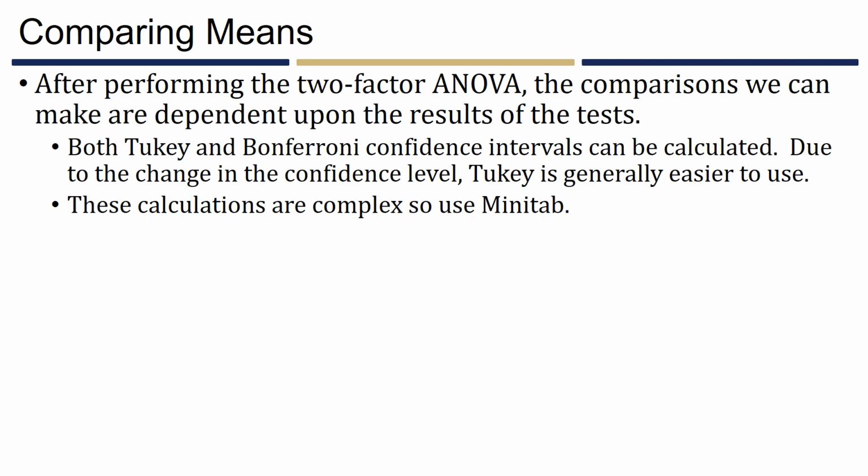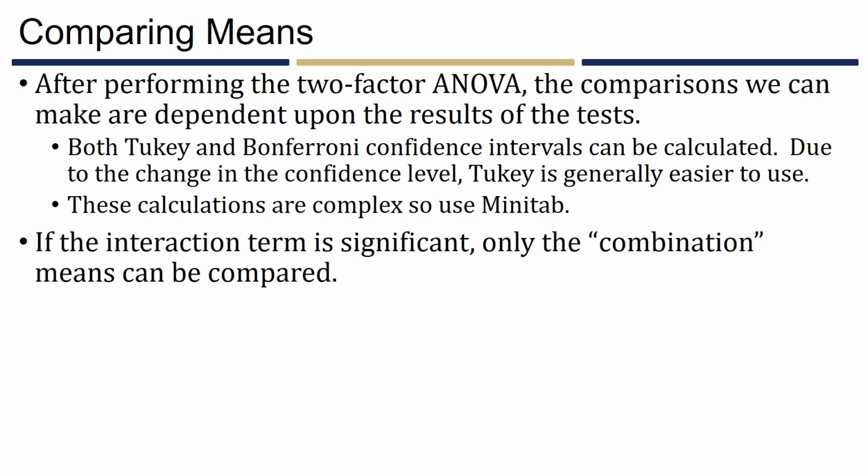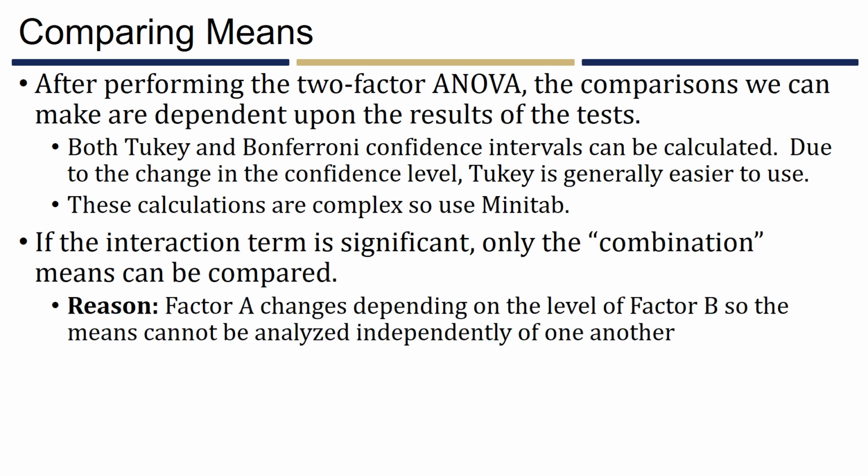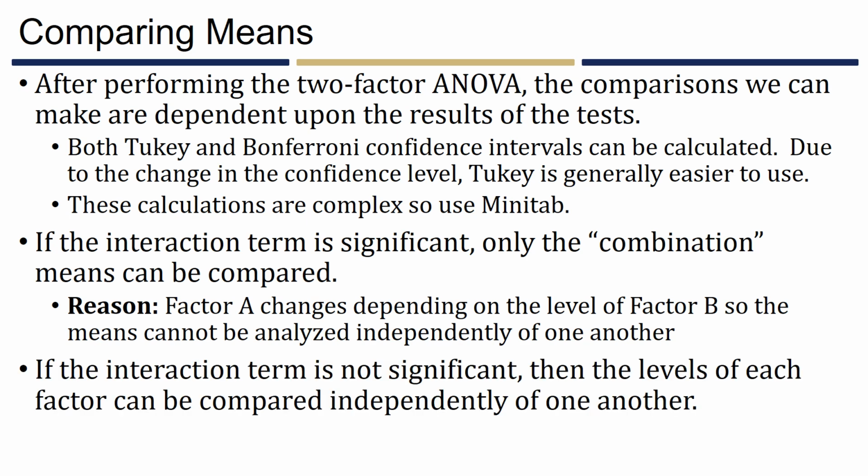Now, the decision that we make depends on the result of the interaction test. If we find that we have a significant interaction term, then we can only compare the combination means with one another. The reason for this is because factor A changes depending on the level of factor B. So we can't analyze the means independently of one another because these factors are related. However, if the interaction term is not significant, then the levels of each factor can be compared independently of one another.